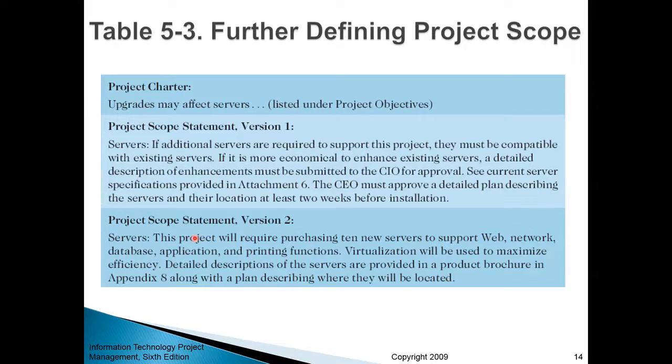Now the second version is very specific. It says this project will require purchasing exactly 10 new servers. Why? To support web, network, database applications, and printing functions. And then you're saying virtualization will be used to maximize efficiency. So you have all those technical details related to the project. So obviously version 2 of your scope statement is much more specific. It has very specific technical details in relation to the servers that you will be purchasing. Technical and also business details such as the number. Perhaps you may even have the price at some point.